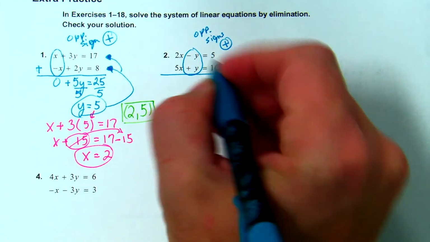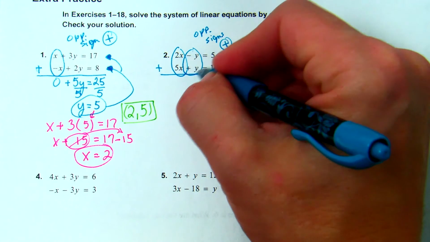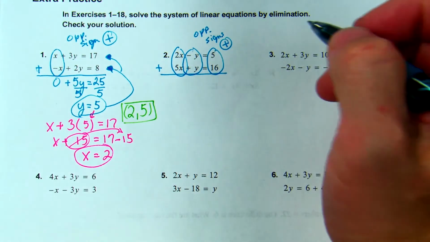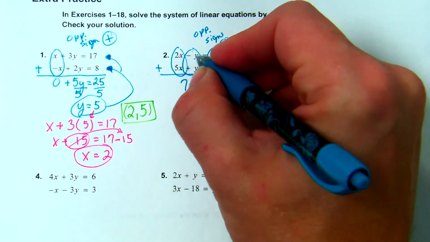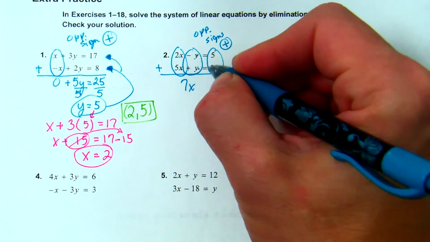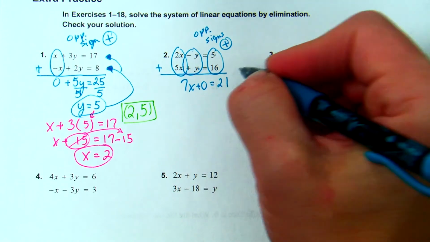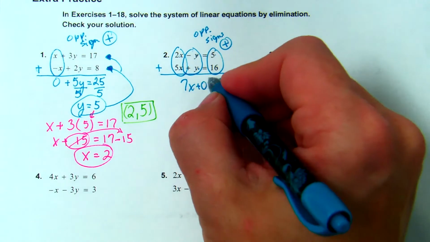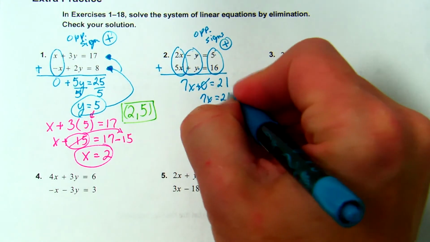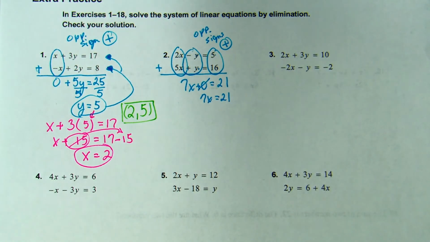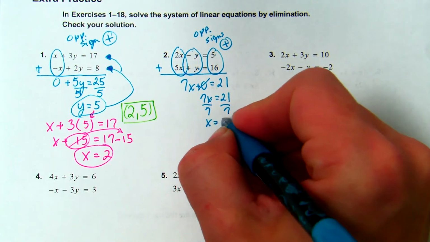So we're just going to take both equations and add this column together. Add the y column together. Add the integer column together. 2 plus 5 is going to be 7x. Negative y plus y is going to be 0. 5 plus 16 is going to be 21. So basically, the 0 just goes away, and we're left with 7x equals 21. Now, if I want to solve for x, I divide by 7, and x is going to equal 3.